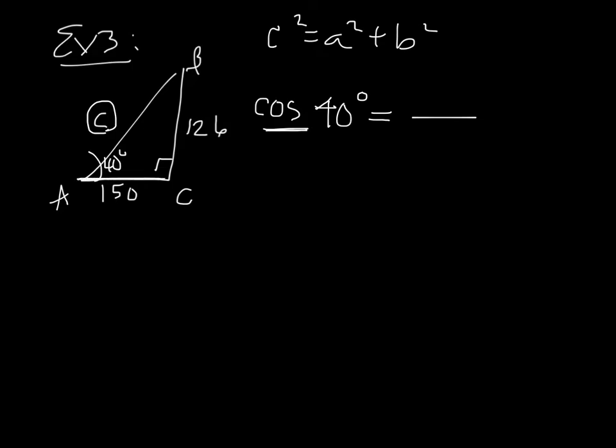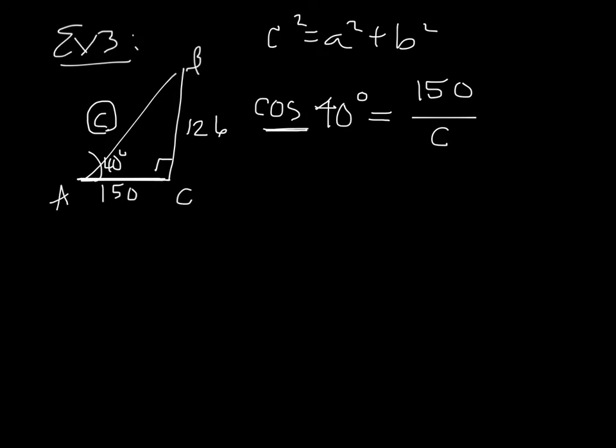So the adjacent is this side, so it's 150 over the hypotenuse, which we want to find, C. Now, if you wanted to use a sine of 40 degrees, that would be okay as well, because the sine of 40 is the opposite, which is 126, over the C. So you would still find C, but I'm assuming they used 150 just because 126 we approximated the answer.